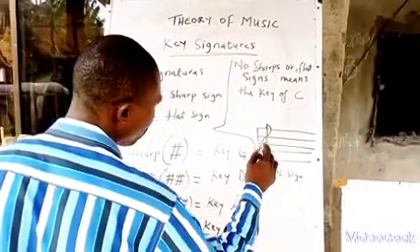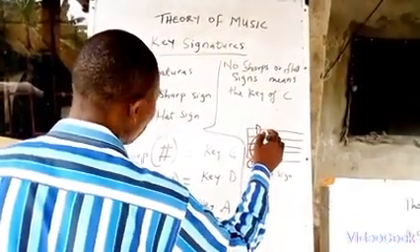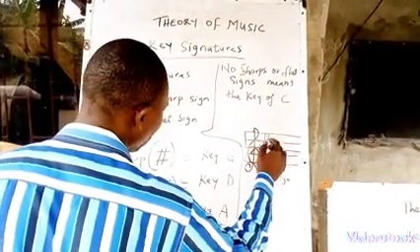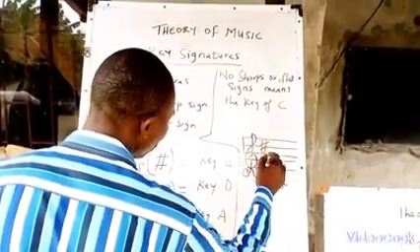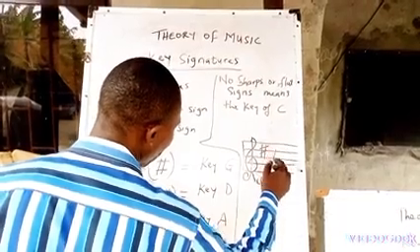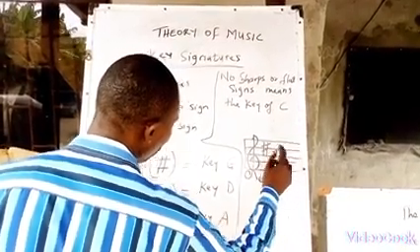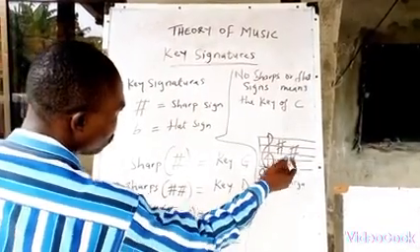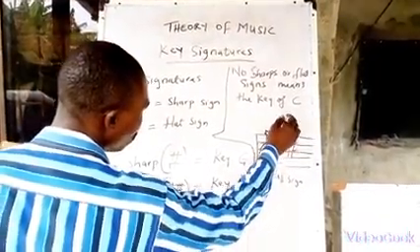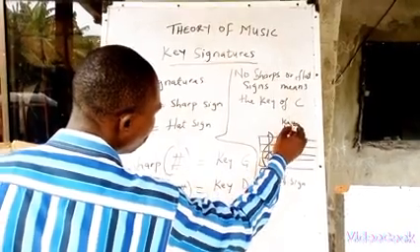And then after this clef sign, you can have some sign like this, either a sharp sign. Another one can be placed like this. But you find them after this clef sign. Now this is what we call your key signature. This is the key signature.